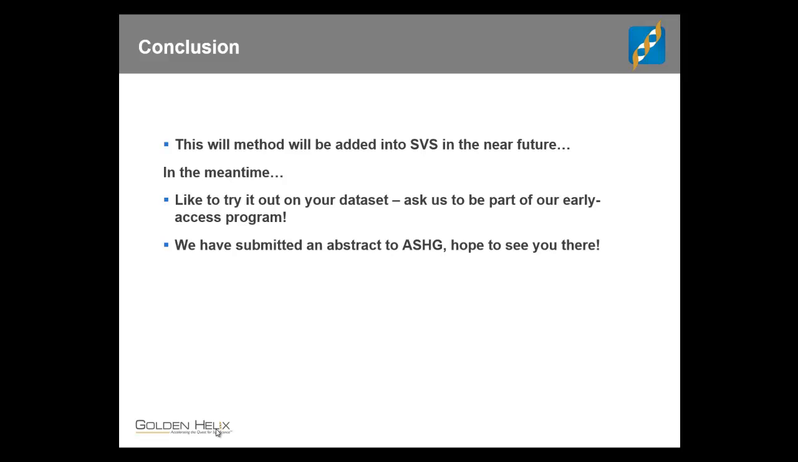So this method, we're looking forward to adding into SVS in the near future. Right now, we're just working on optimizing the algorithm to make it run faster. And right now, the permutation testing can take advantage of multiple cores on Windows machines, but we're going to make that work as well on Mac and Linux computers. And we're running this on GA17 data and 1,000 genomes data.